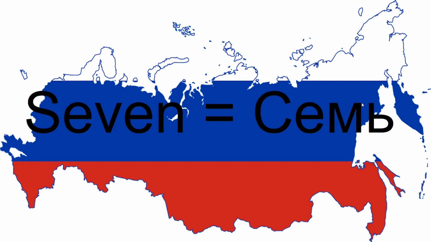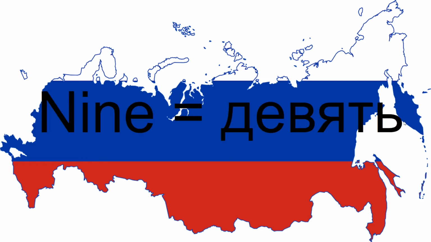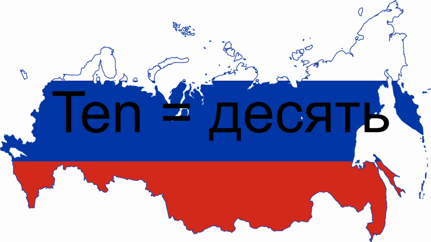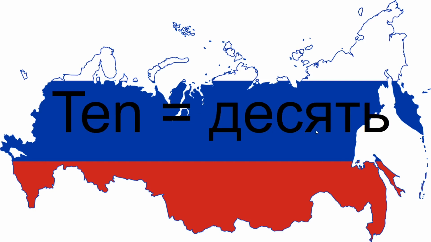7 is семь. 8 is very close to семь. Восемь is 8. 9 is девять. And very similar to 9 is 10. Десять. The only thing that changes is the V to a C. So девять is 9 and десять is 10.